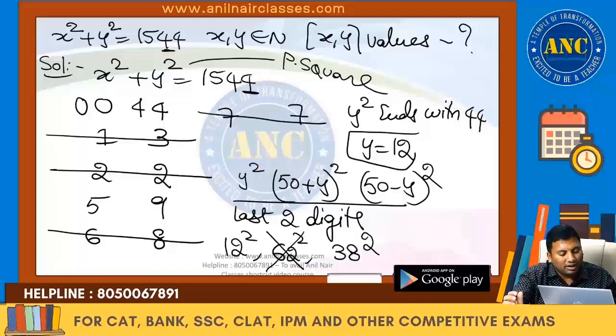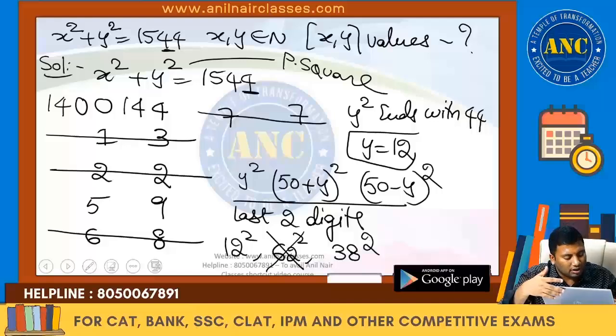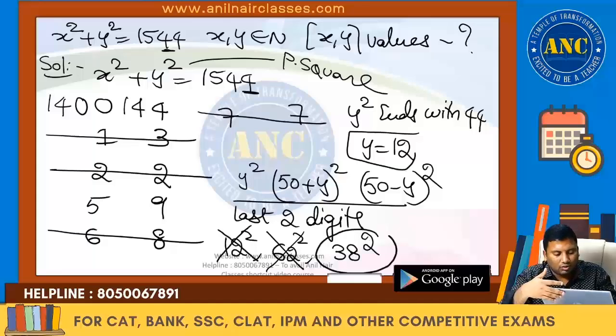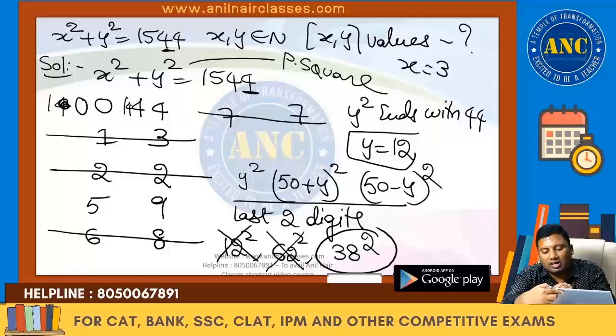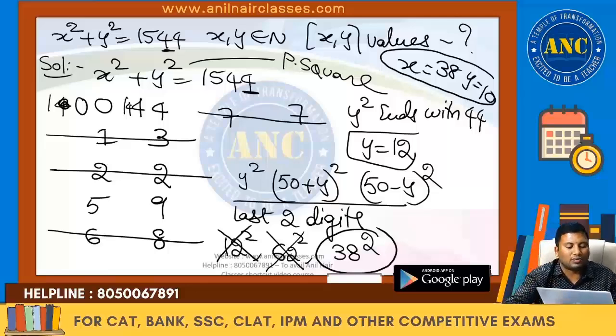Now if I take 144, the remainder will become 1400. x square cannot be 1400. So the cases that are not possible are 12 and 62. The case that is possible is 38 square. 38 square is nothing but 1444, plus 100. So x is 38, y is 10. This is one solution. x is 38, y is 10 satisfies the equation.